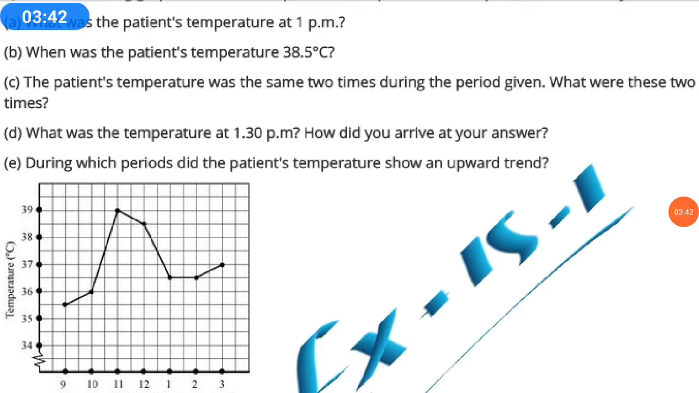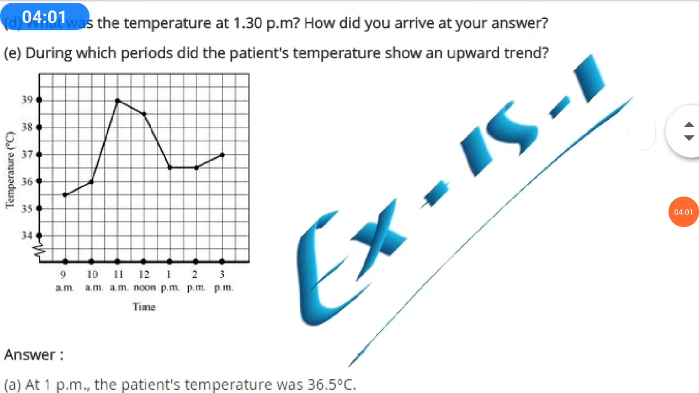Next question: as I had explained before, C part I had already explained before explaining the B part. Now moving to the D part. What was the temperature at 1:30? How did you arrive at your answer? Now what was the temperature at 1:30? That means 1:30 पे कितना temperature होगा?